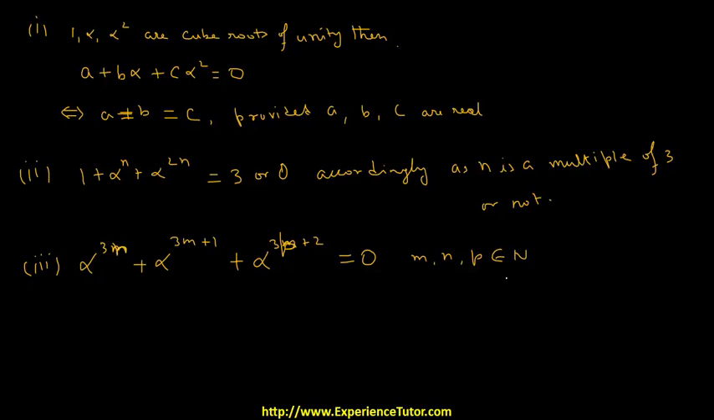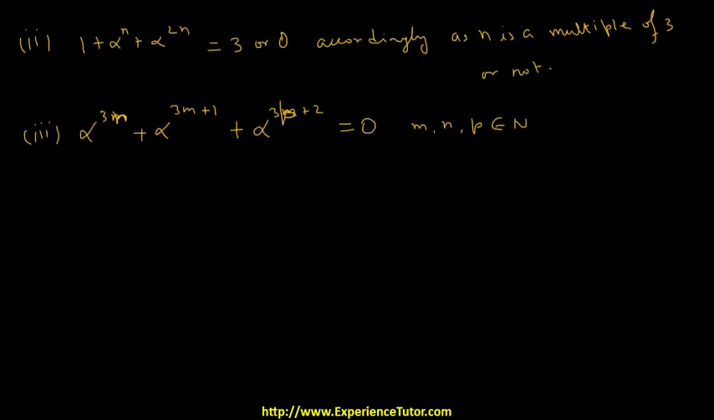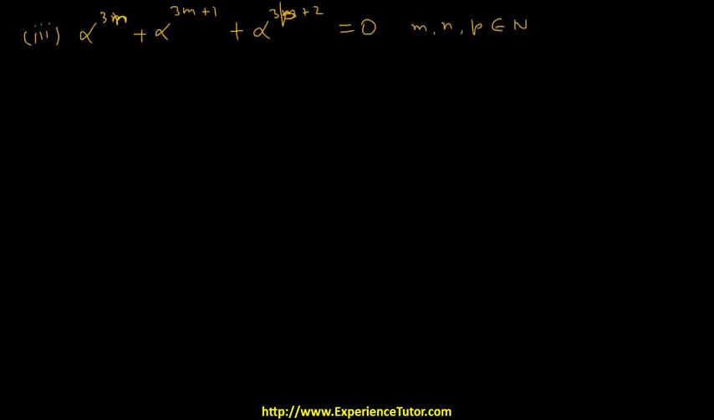The next property is 1, alpha and alpha square when represented on the argand plane lie on the vertices of an equilateral triangle with the origin as center. One vertex lies on the positive real axis.